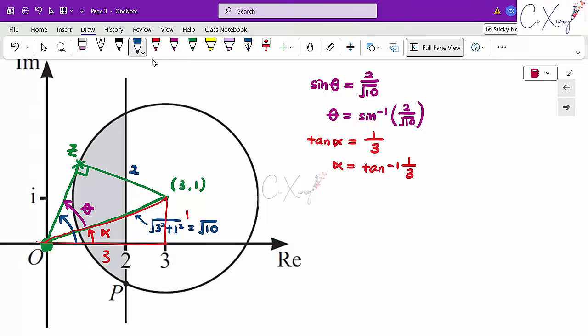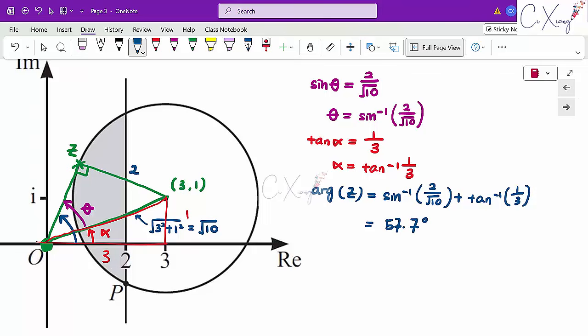Then eventually I want to get the blue color angle. For this blue color angle, very obvious, it is the greatest argument of Z. You have to take theta plus alpha. So theta is sine inverse 2 over square root 10, plus alpha, which is tangent inverse 1 over 3. Then of course, you need to use a calculator to help you. By right, the answer that you get should be 57.7 if you want to put it in degree form. Or if you don't want, you can keep it in radian, which is 1.01 radian.